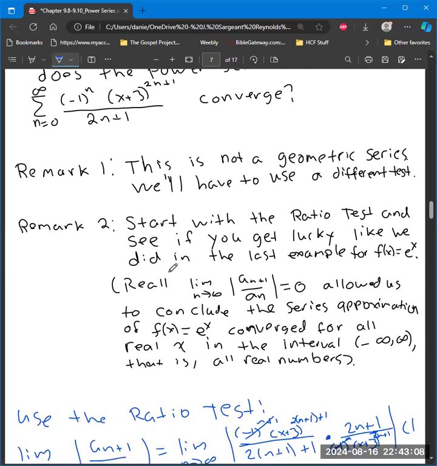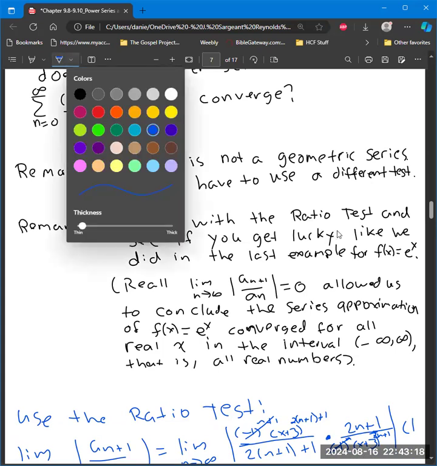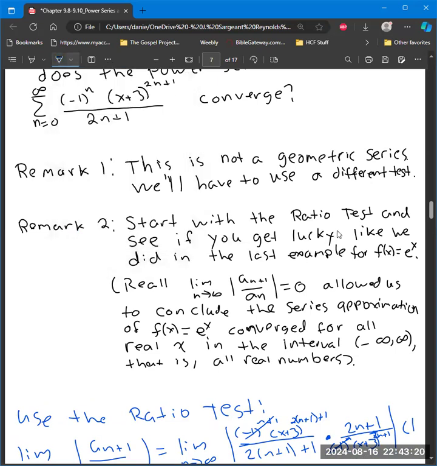So hopefully we get lucky with the cancellations like we did with e to the x. There's nothing lucky about it. It's designed to work that way, but fortunate cancellations like that happen with the ratio test, and that's on purpose. That's why we're using it.